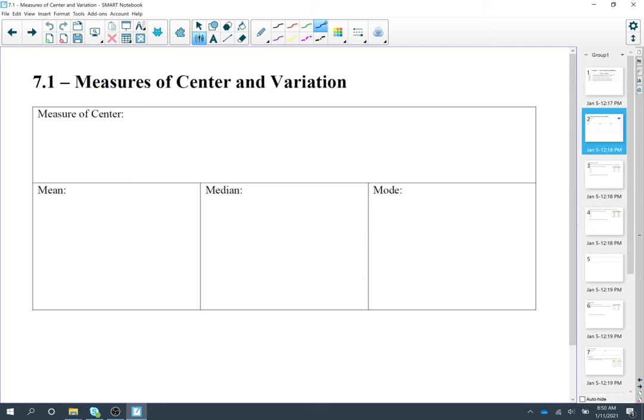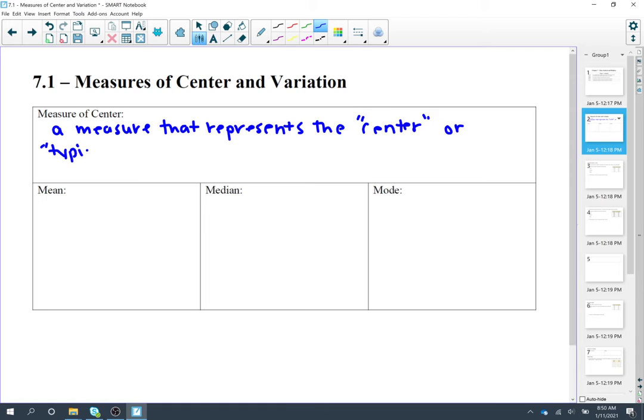So first of all, a measure of center is a measure that represents the "center", and I'm going to put center in quotations here. Okay, the center, or really what you're looking for is a typical value of a data set. And when we say data set, we're talking about a set of numbers that are representing something. Now, different measures of center, we have the mean, the median, and the mode.